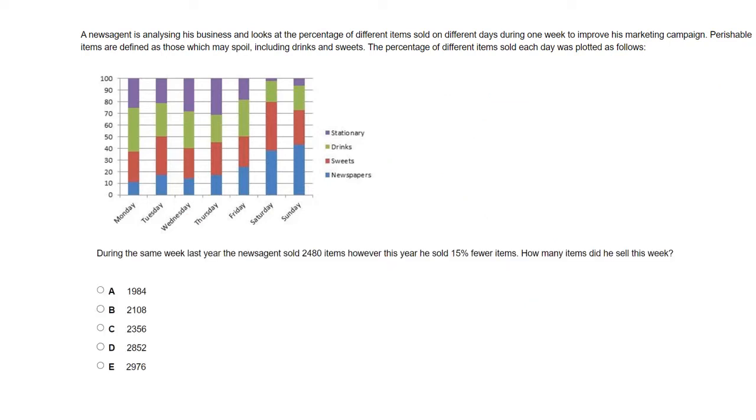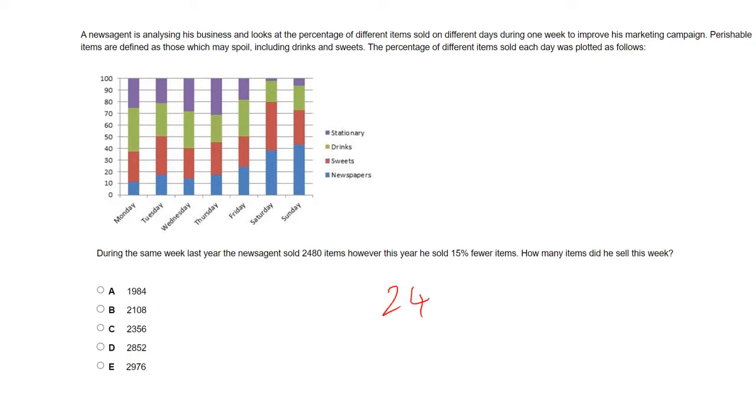So now it says that in the same week last year, he sold 2,480 items, but this year he sold 15% fewer. So how many did he sell this week? So that means that if he sold 15% fewer items, he's only sold 85%. So the quickest way to do this is to find 85% of 2,480.